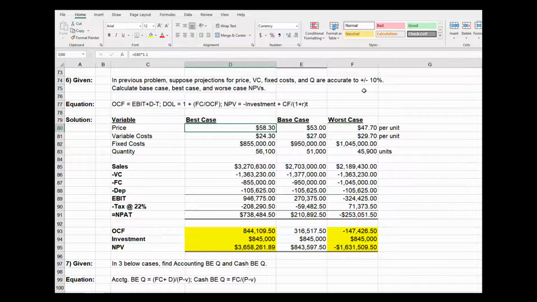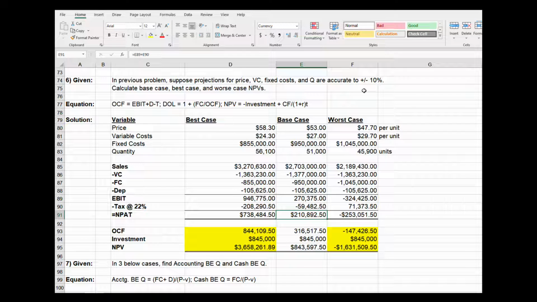So to get the best case, I multiply my base case price times 1.1, I multiply my base case variable cost times 0.9, my fixed cost times 0.9, and my quantity times 1.1. And in the worst case, I do the exact opposite. I take the base case selling price times 0.9. I have the cost go up, so I multiply the base case values by 1.1. And for quantity, we have the quantity going down, so we take 51,000 times 0.9. Multiply these out, and we get the P&L.